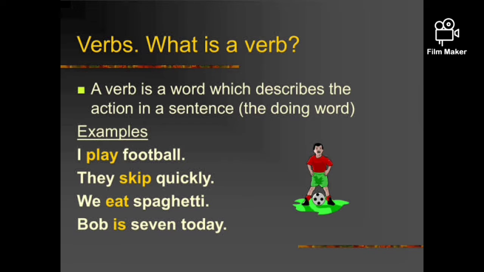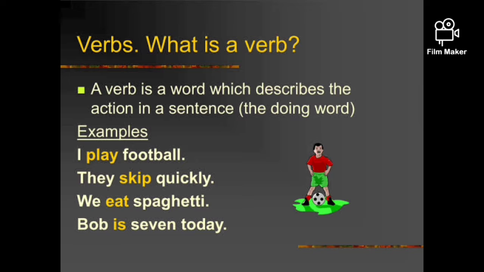So what are verbs? A verb is a word which describes an action in a sentence. In a sentence, the action words are represented by verbs. I play football, they skip quickly. Play, skip, eat, is, these are all verbs. Doing words are called verbs. Simply, action words can be called verbs. So, a verb can be represented by an action word.